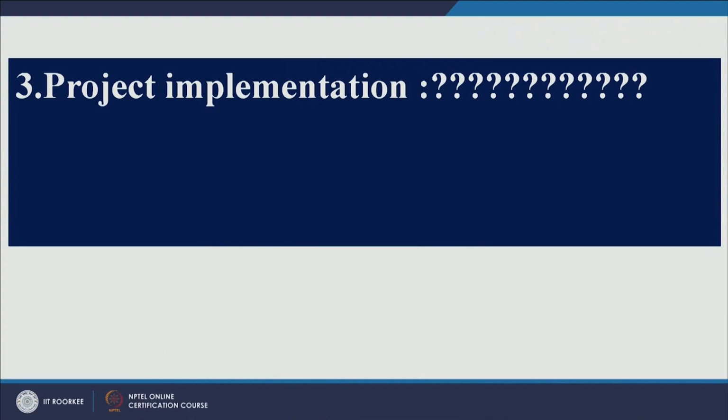Then the third phase is project implementation. What is this? The most difficult, because the identification and selection of project can be done on papers, planning and organization can be done on papers, but project implementation, you have to really implement the project now. So, what is project implementation?